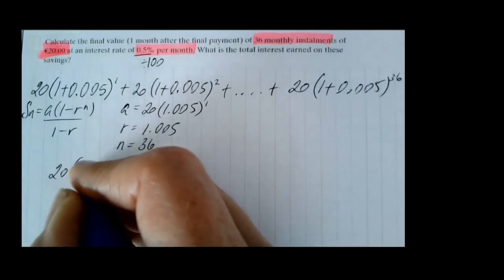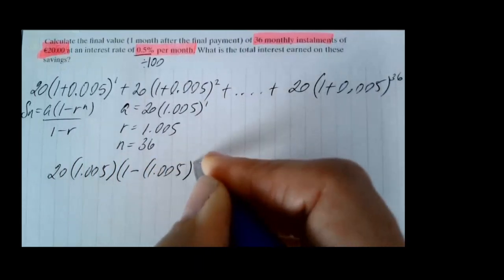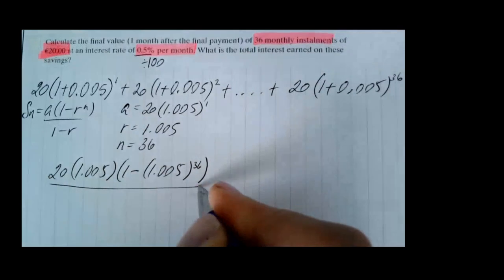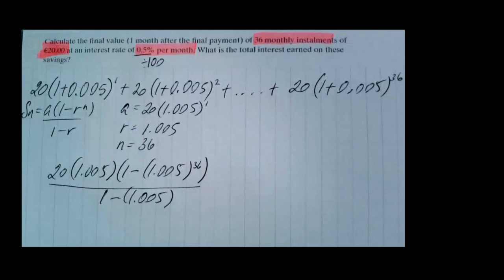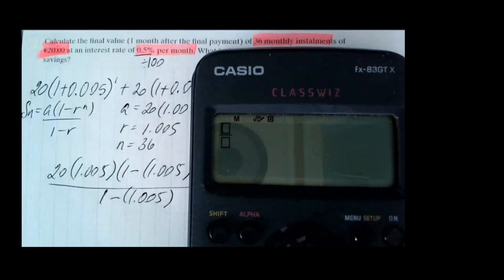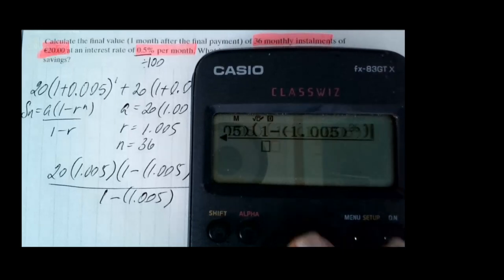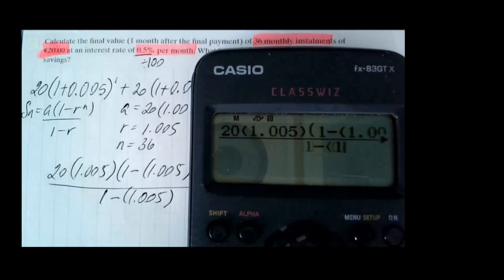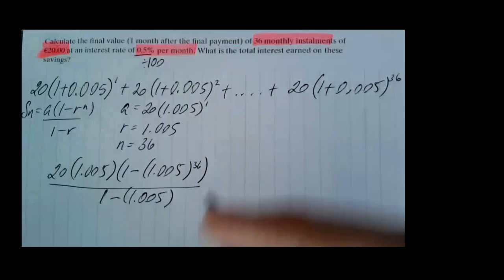And filling in for your A, and we'll do this on the calculator. Check that you're getting the same answer as me. I'm getting 790, and again, 2 decimal places, so 66.